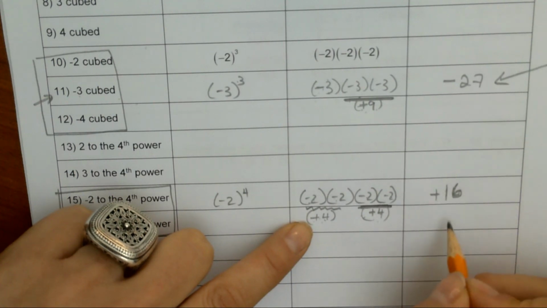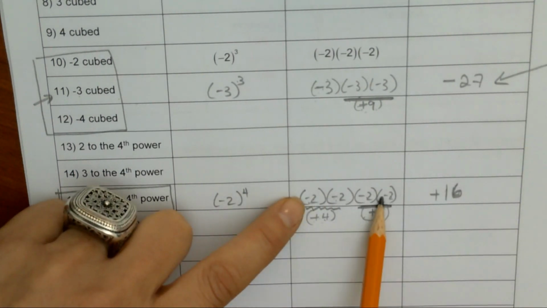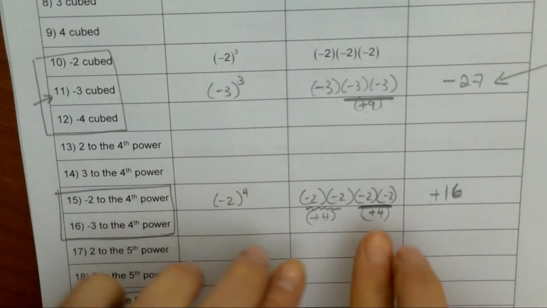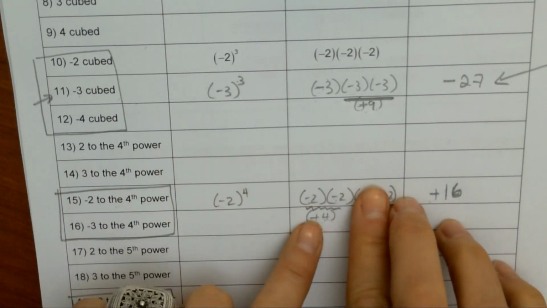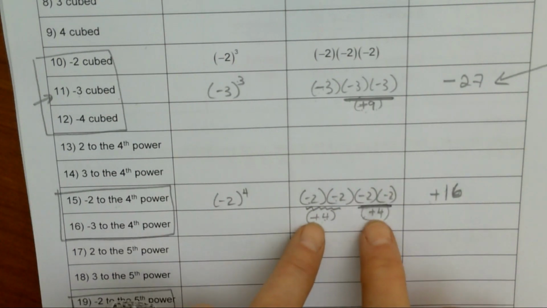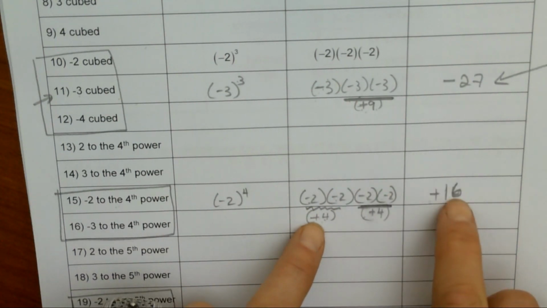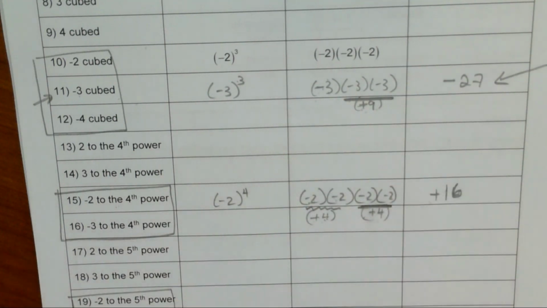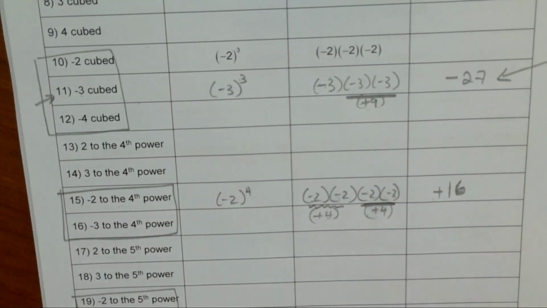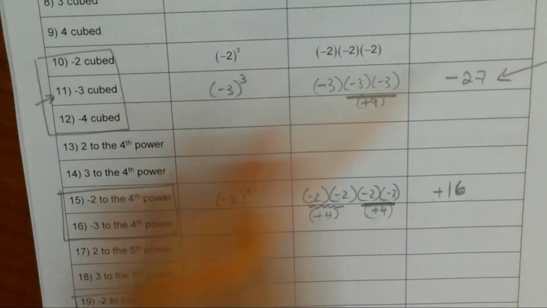16. So you can see that they're all negative, but the answer is going to be positive, because this together makes a positive, this together makes a positive, and then here, positive times a positive is a positive. So be careful with your sign and the answers. Okay, so then finish this page up.